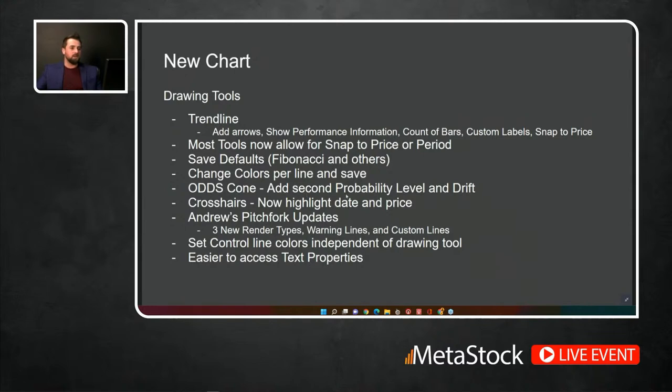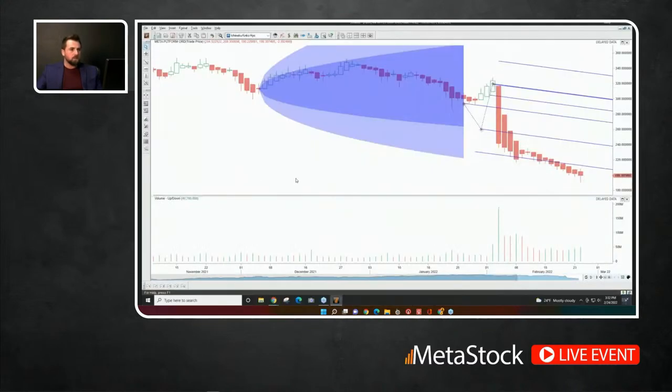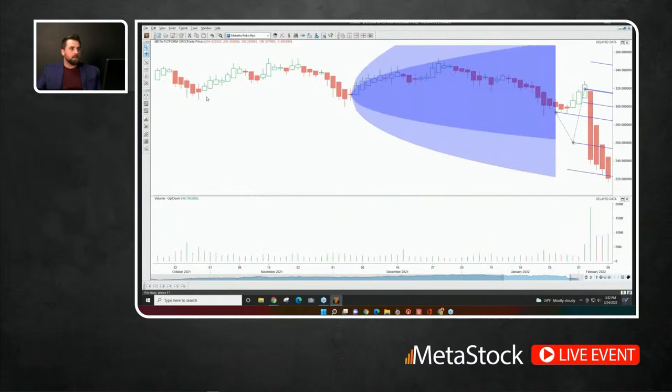We've added the second probability level and the drift options on the odds probability cone. The crosshair now highlights the date and price. Let's go ahead and check that out. So if I get my crosshair option here and put it on, not only is it telling me the price level over here on the right, it's also giving me the date at the bottom. So it's showing both of those at the same time, which can be really useful when you're trying to identify a certain day or price level or something of that nature.